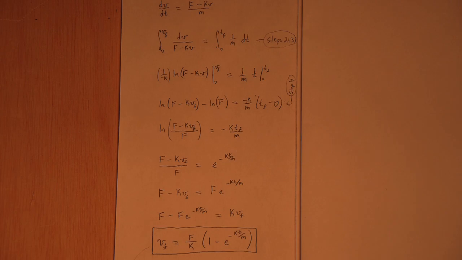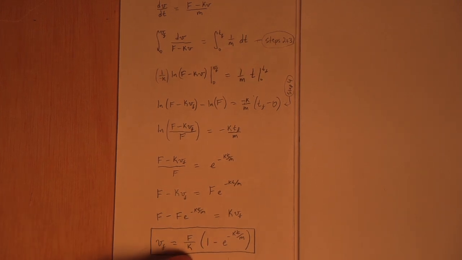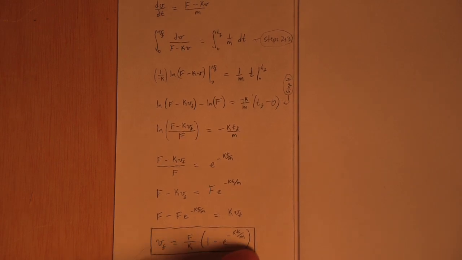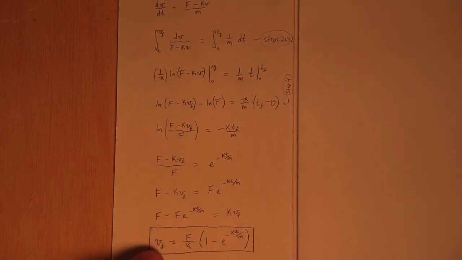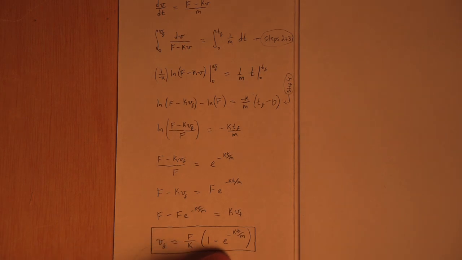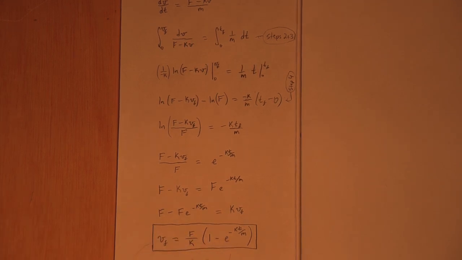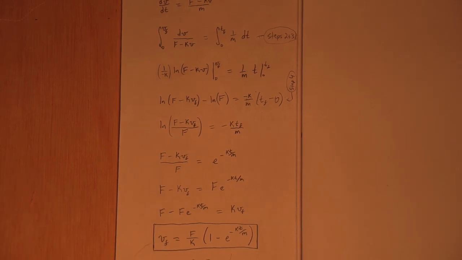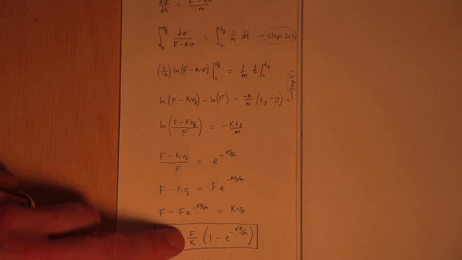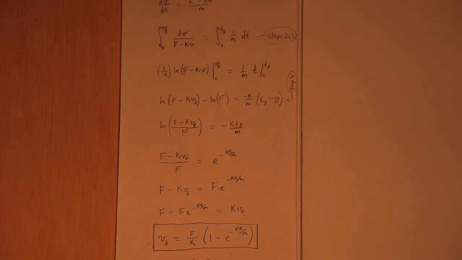Okay. Notice again that 1 minus exponential. That means the car starts at 0 velocity, 1 minus exponential, and then it rises to, this parenthesis term rises to 1. Okay? So I have 1 times f over k. So the velocity starts at 0, rises to f over k. An interesting thing, notice the mass of the car is not in the answer. Okay, the final velocity, f over k.